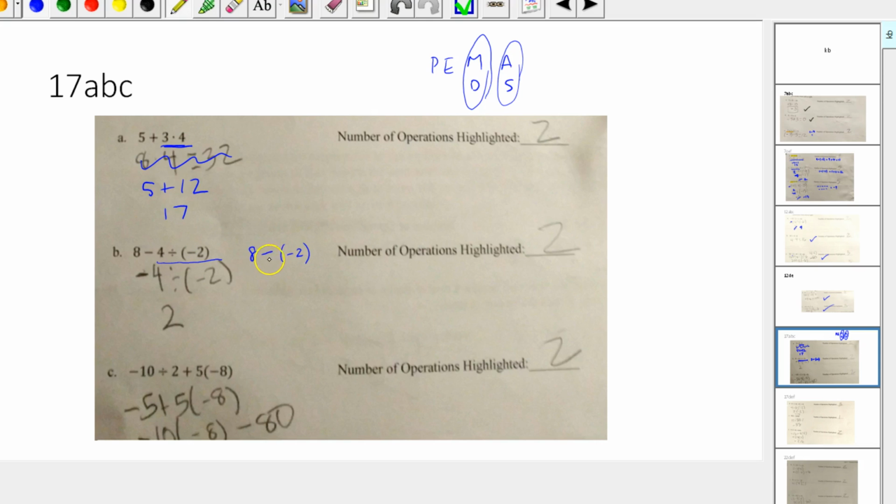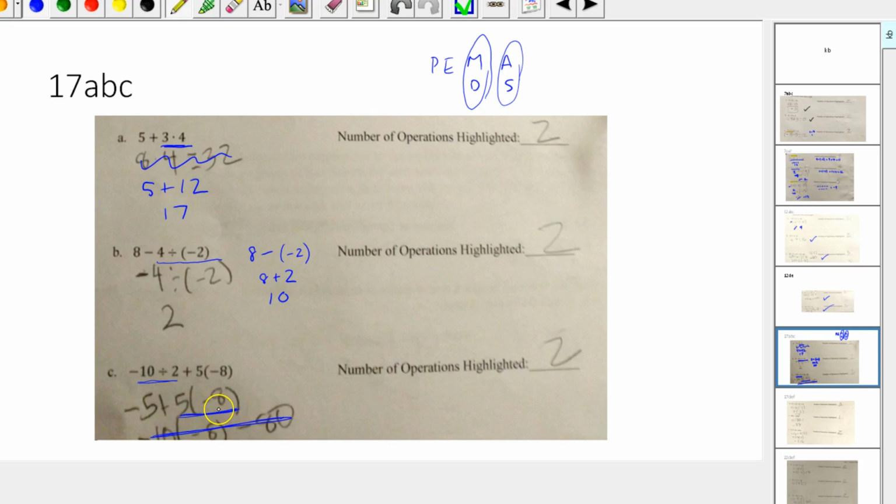And then 8 minus negative 2 is the same as 8 plus 2, which is 10. Okay, so here we have division, addition, and multiplication. So we'll start with division. Negative 2 divided by 2 is negative 5. That's good. Then next we need to do the multiplication, not the addition.